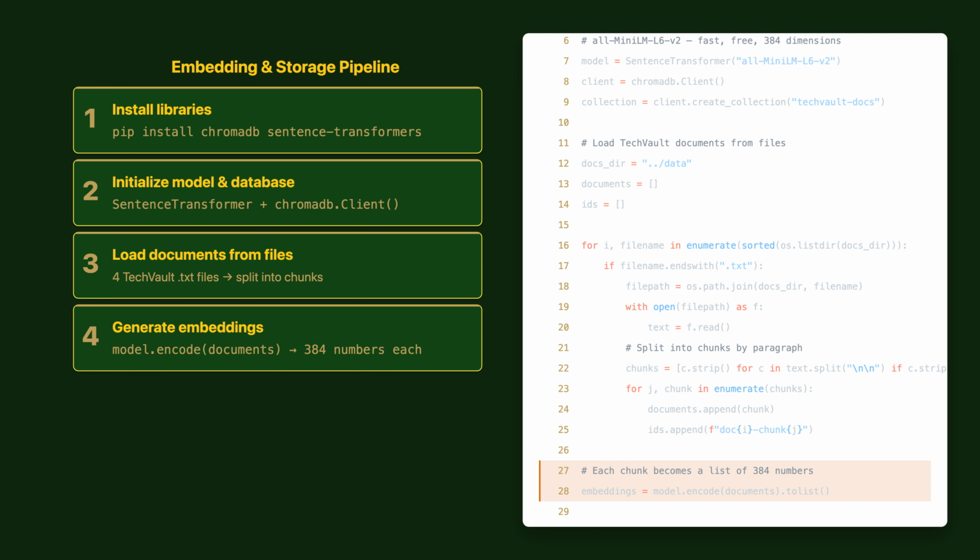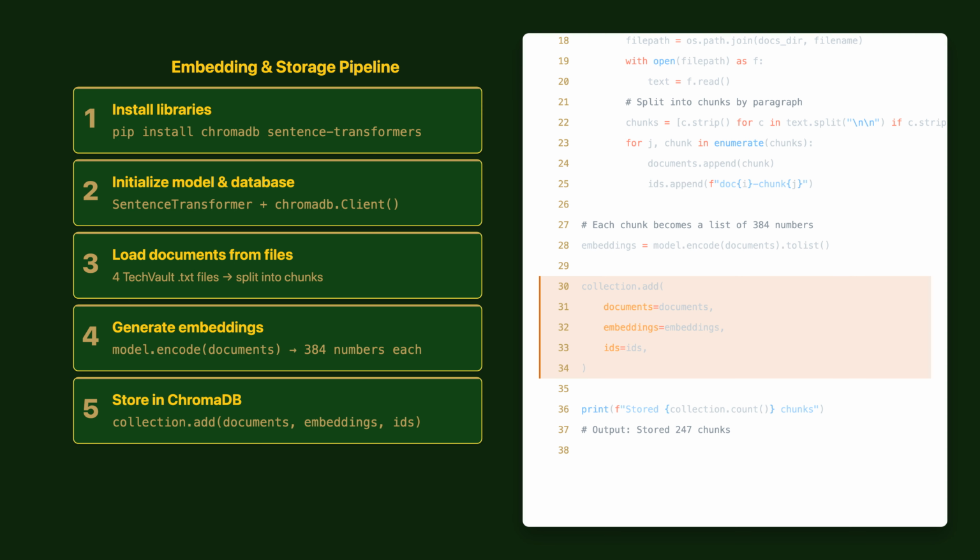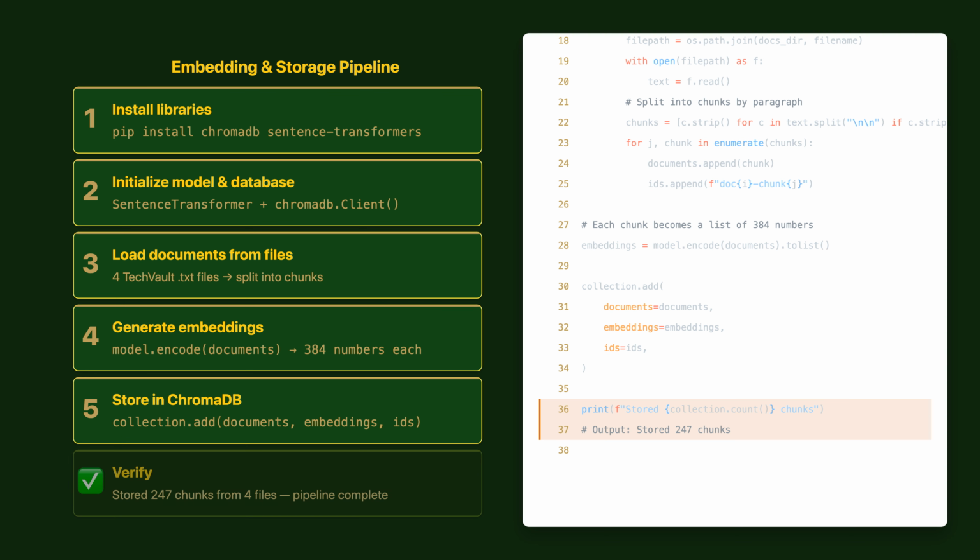The encode call converts every chunk into 384 numbers. The four files become 247 chunks. Collection.add stores each chunk, its embedding, and its ID. ChromaDB builds the search index automatically. 247 chunks stored. The knowledge base is in.